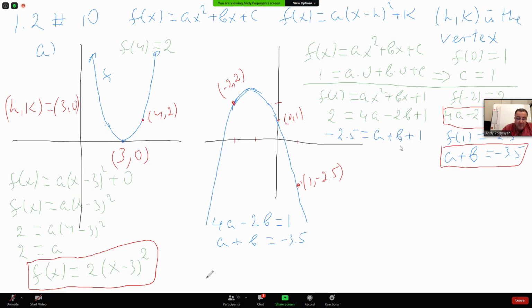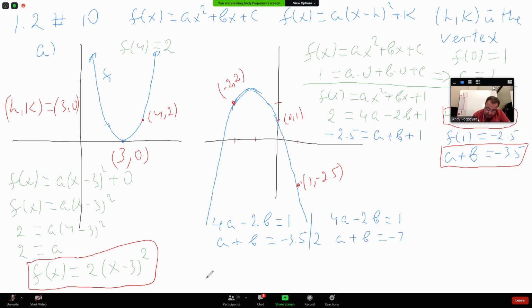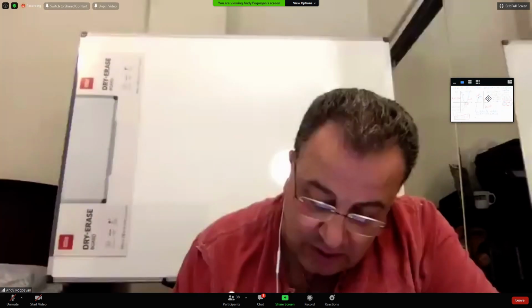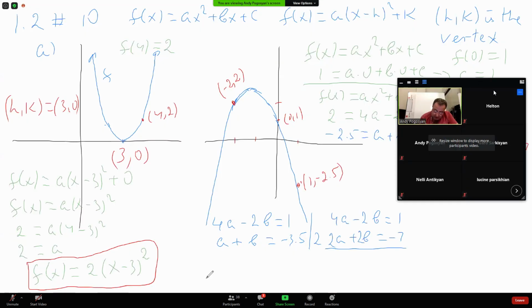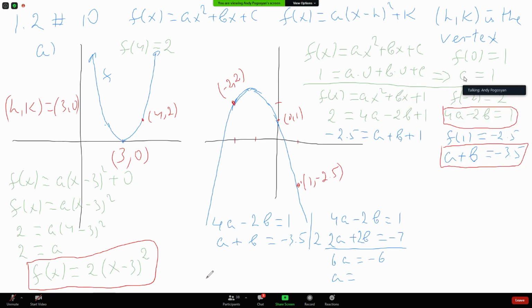Now we can eliminate b, then we can eliminate a, or substitute and find a. So if I multiply this by 2, I have 4a minus 2b is 1. A plus b is negative 7. Not a, 2a plus 2b. So 6a is negative 6. A is negative 1.